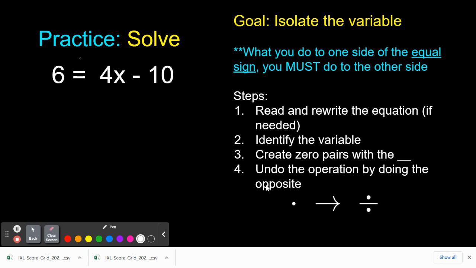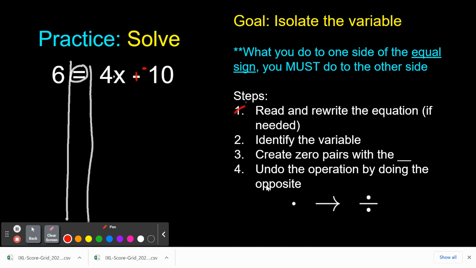Now remember, we're doing the same thing. Our goal is to isolate the variable to get the x on its own. And remember, what we do to one side, we must do to the other. So I like to start at my equal sign, make a wall there so I don't accidentally do the same thing to one side of the equation. We have to do the same thing to both sides of the equation. Let's go ahead and read this out loud. This is 6 equals 4 times x minus 10. Now, I don't like that minus 10, so I'm going to rewrite that as adding the opposite.